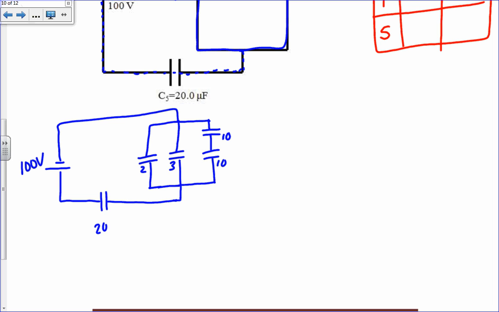All right, I want to combine these two. 1 over 10 plus 1 over 10 is equal to 5. Again, you might be able to simplify some of these steps, make them quicker for you.